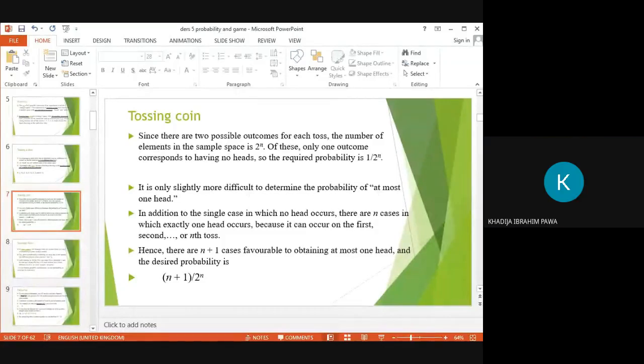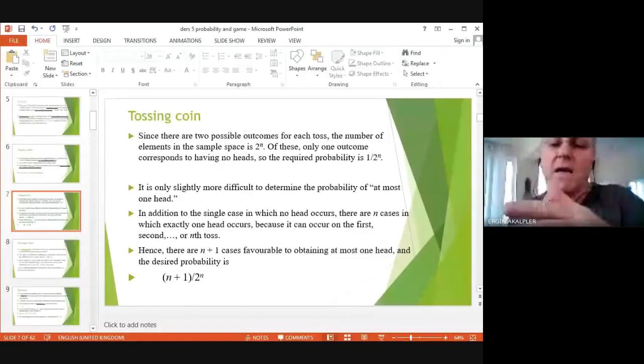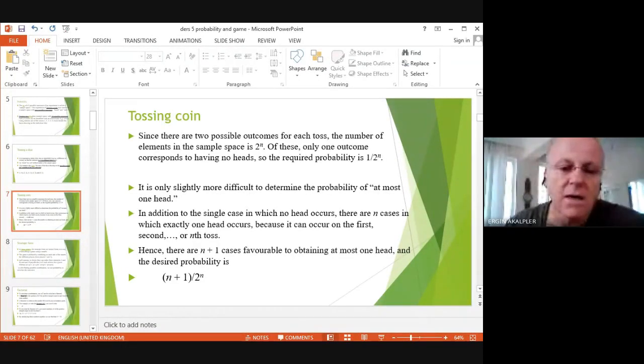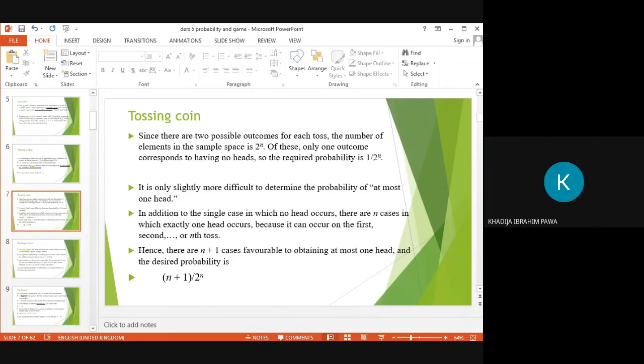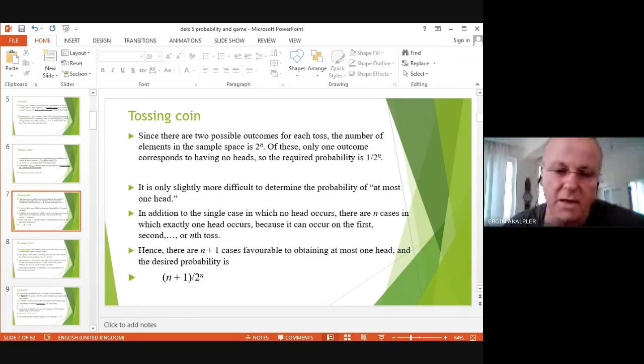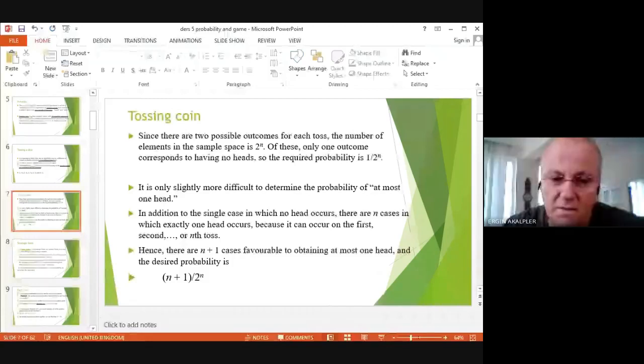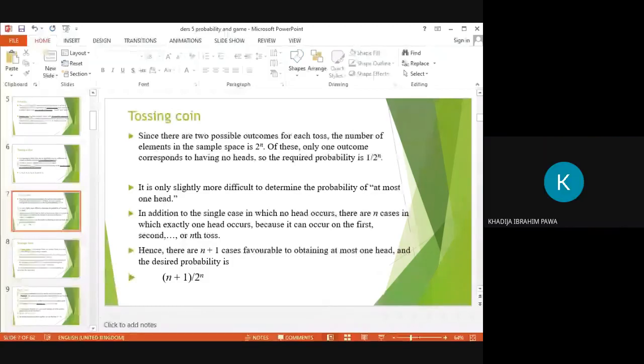I have already shown the formula: n plus 1, divided by 2 raised to the power n, is the probability. Is this n? Okay. What is the formula for what? Tell me, the probability of finding the possibility of the coin? As much as is possible, the probability of finding the possible outcomes of tossing this coin.